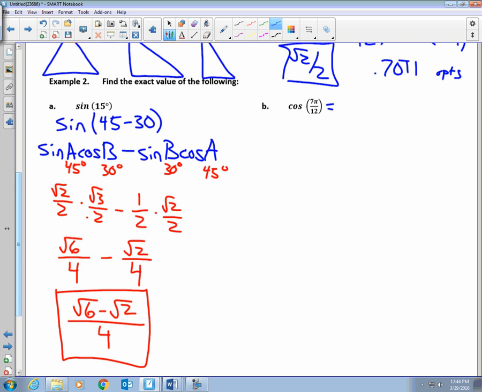All right, next one. Most of you would rather not work with radians, so we'll flip it to degrees. So 7 pi over 12, how many degrees? Times 180 over pi, the pi's cancel. 180 divided by 12 is 15, times 7 is 105.